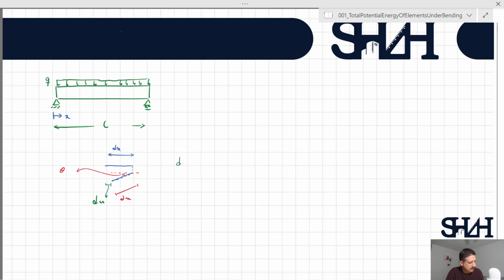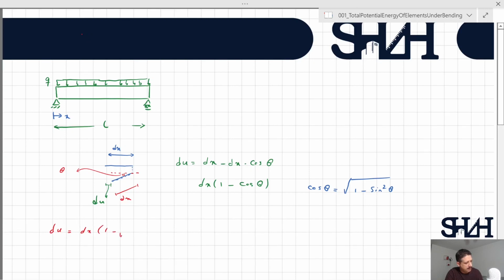So du can be written as dx minus dx cosine theta. If I factor dx, it will be 1 minus cosine theta. And we know that cosine theta is the square root of 1 minus sine squared theta. So then I can rewrite du as dx times 1 minus the square root of 1 minus sine squared theta.